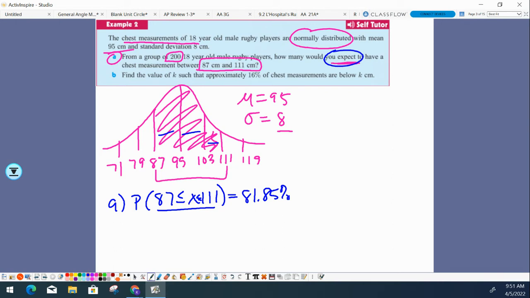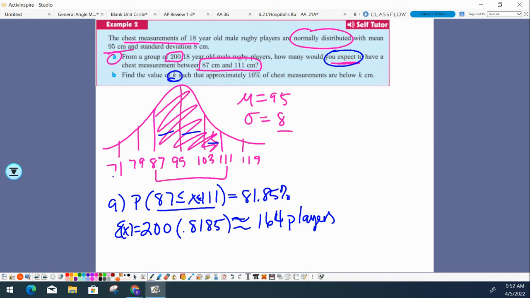We need to figure out how many we would expect out of 200. Well, we just take our number. So our expected value that we would expect to see out of 200, we just take our total times our percent, and we get approximately 164 players. That's for letter A.